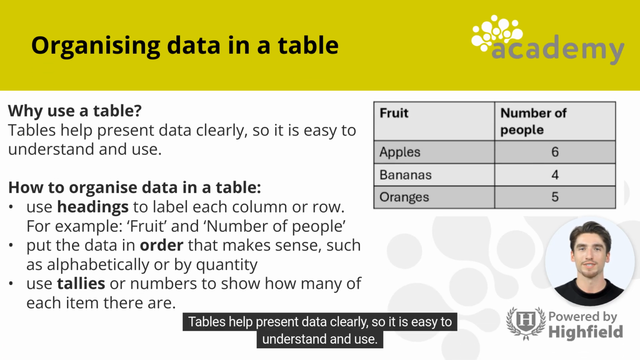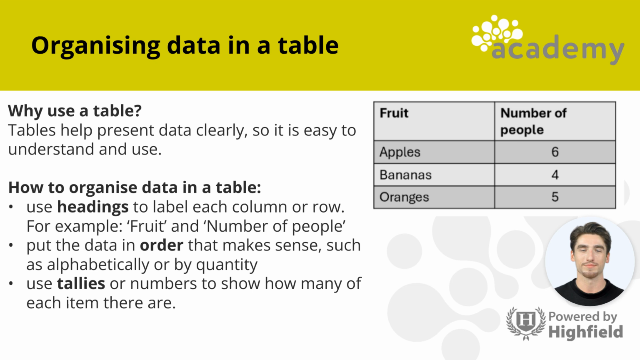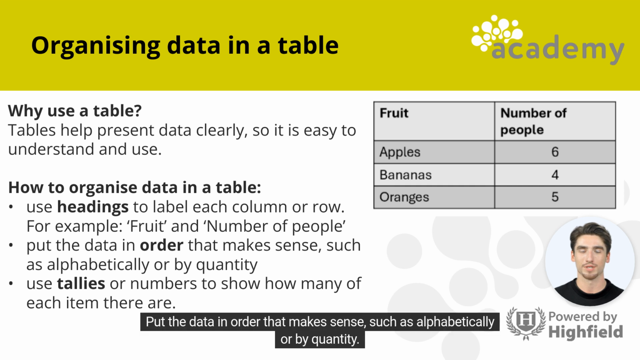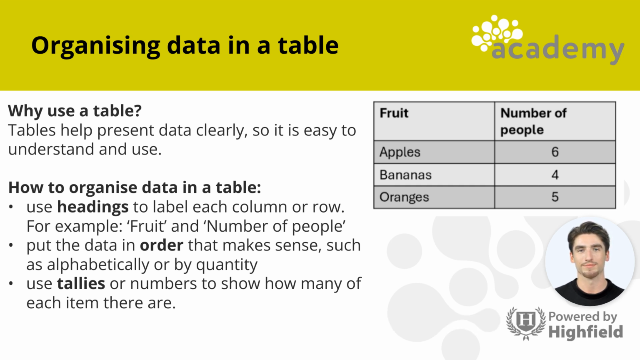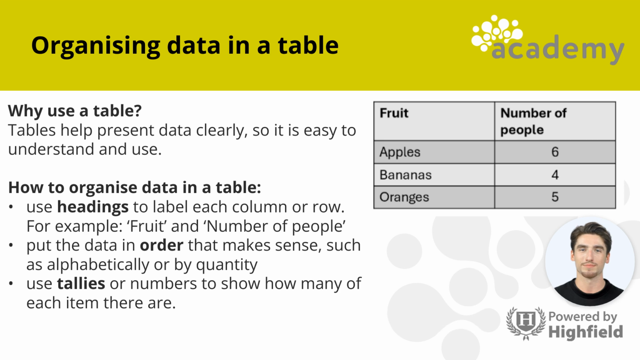Tables help present data clearly, so it is easy to understand and use. To organize data in a table, make sure that you use headings to label each column or row. For example, fruit and number of people. Put the data in order that makes sense, such as alphabetically or by quantity. Use tallies or numbers to show how many of each item there are.